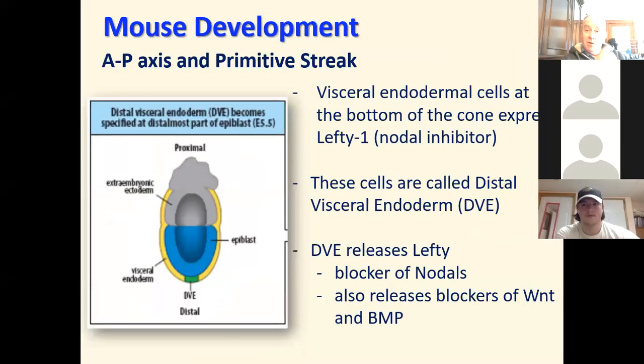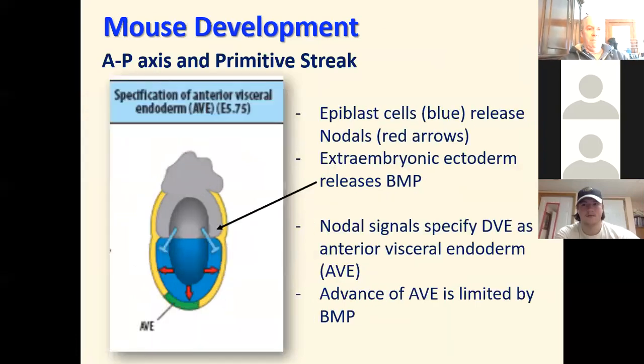And now we're going to talk about how we get to the primitive streak state here. The epiblast will release nodals, which will convert some of the most distal part of the visceral endoderm, the distal visceral endoderm, DVE, into this DVE. The DVE then releases lefty and other blockers of nodal, Wnt, and BMP.